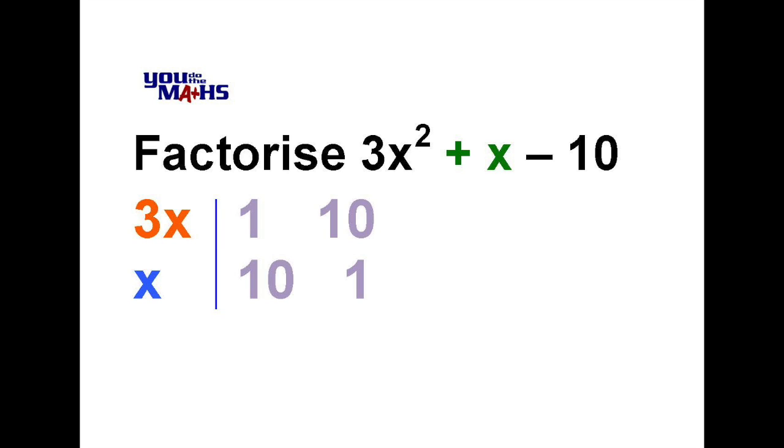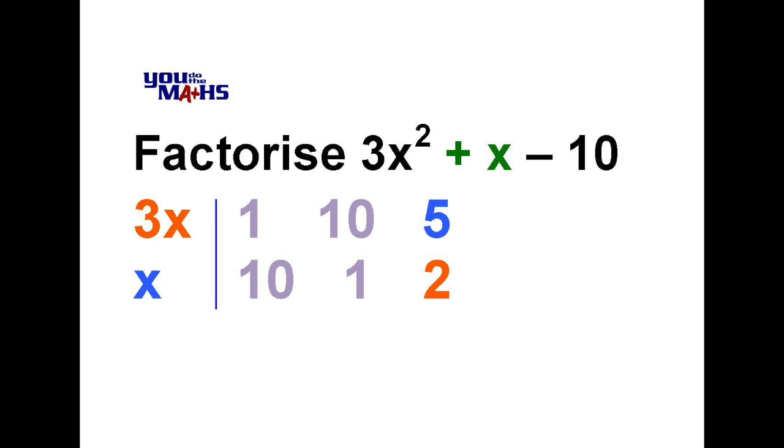We can see that we've got 3x and x in one column. That product represents 3x squared in our quadratic trinomial. We can see that we've got other pairs of numbers and they must multiply to 10. We've tried 1 and 10, and then we've tried 10 and 1, and now we need to try another combination, in this case 5 and 2.